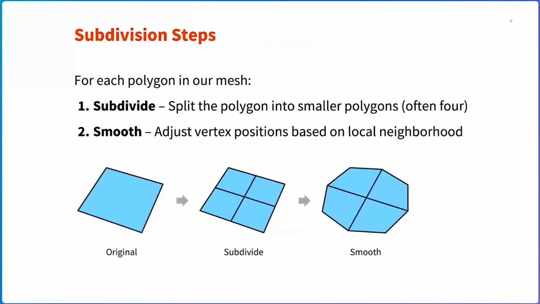As I said, this is an iterative process, and each iteration involves two steps that we apply to every polygon in the mesh. The first step is to subdivide the polygon into smaller polygons. This step doesn't actually change the shape of our mesh, but instead provides us with more polygons to work with. The second step is where we actually change the mesh's shape by moving vertices to be some weighted average of those in their local neighborhood.